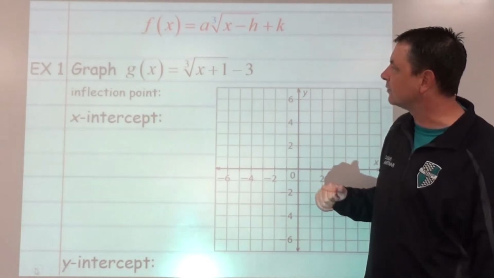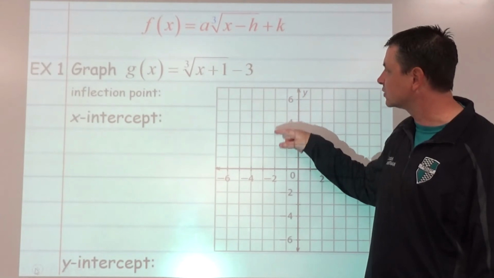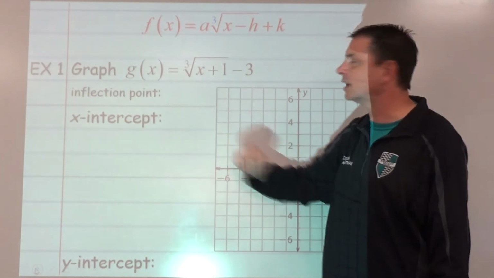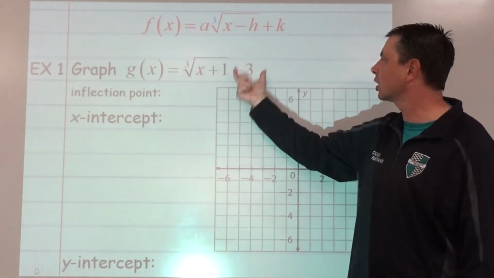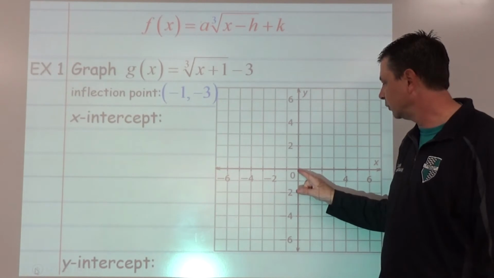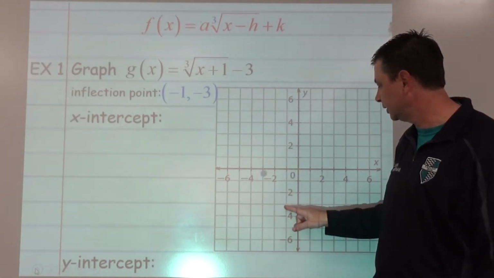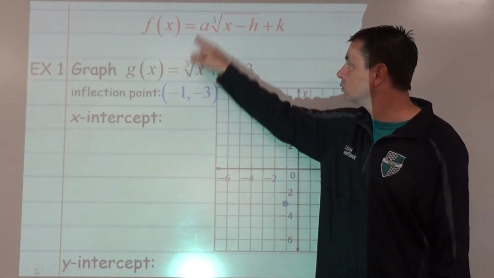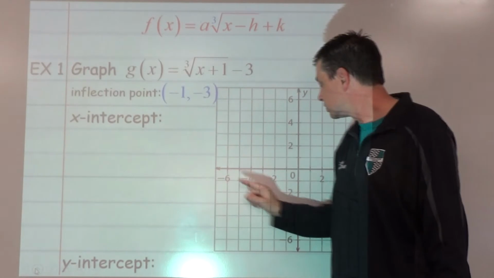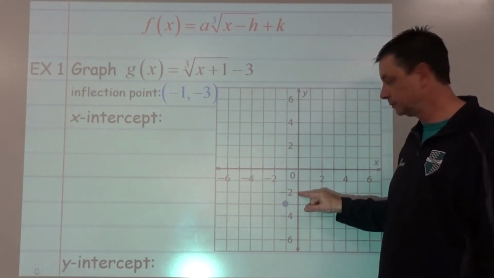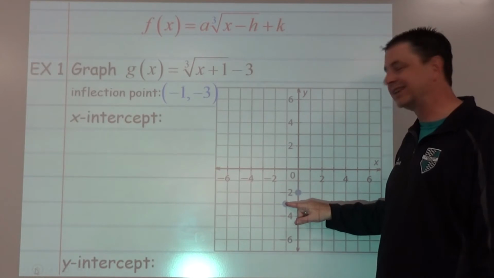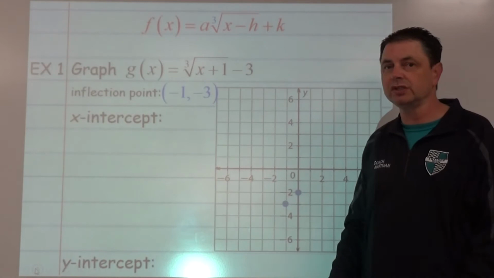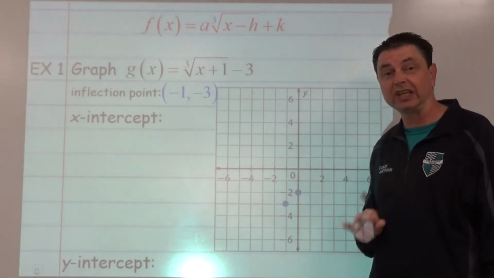So example number 1, graph g of x is equal to cube root of x plus 1 minus 3. Our h and k give us the inflection point, negative 1, comma, negative 3. And we can put that here, negative 1, comma, negative 3. And then we're going to look to an a value, which is an invisible 1. So we're going to go right one, up one. And do the exact opposite. Left one, down one. As we do the transformations, we need to have a minimum of 3 points.